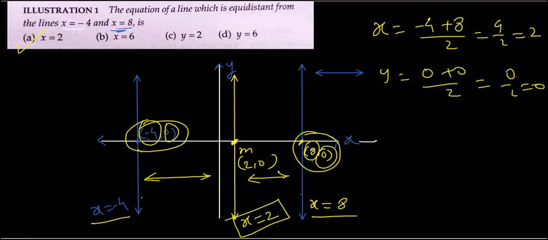So in this way we are going to solve MCQs for the straight line. As this was a very simple example, I am explaining it to you, but once you get all the points you can directly find the answer, right? Now the next question.